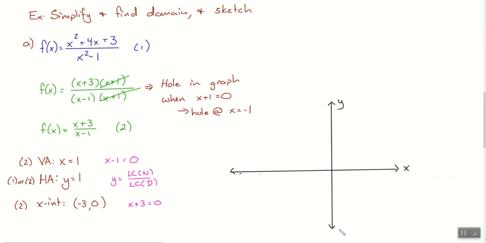How do we draw asymptotes? You dash them. Love it. You can also grab colored pencils and use those if you'd rather.